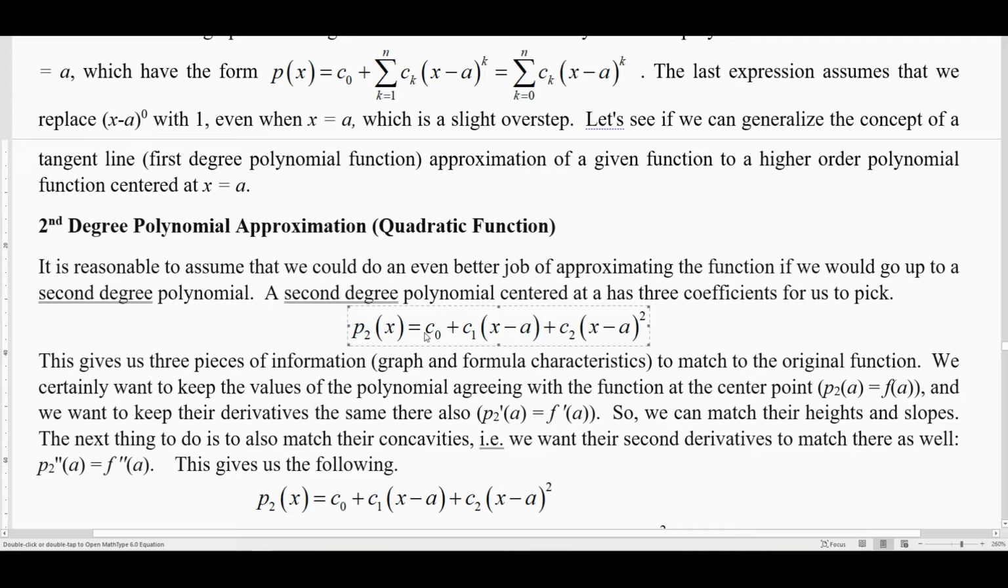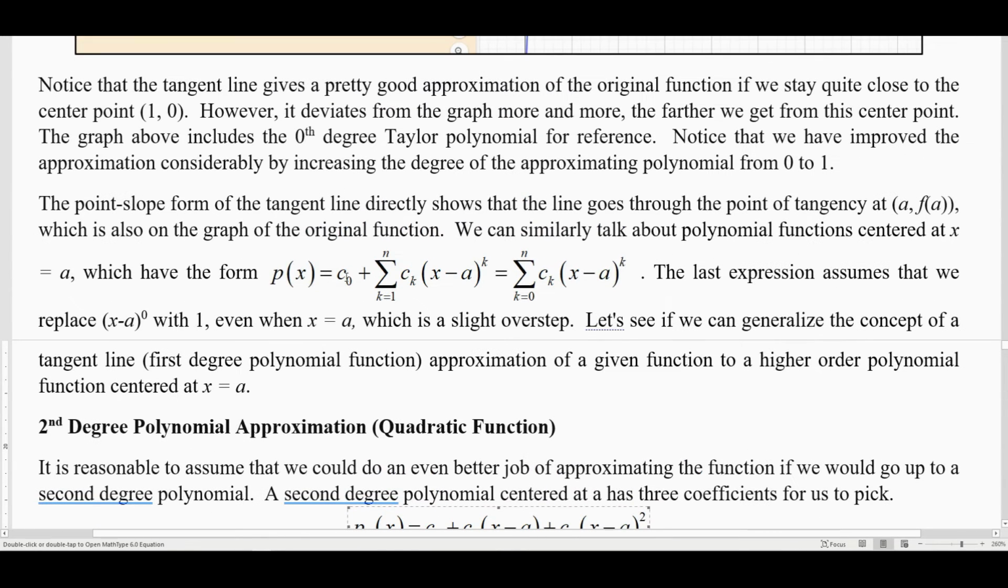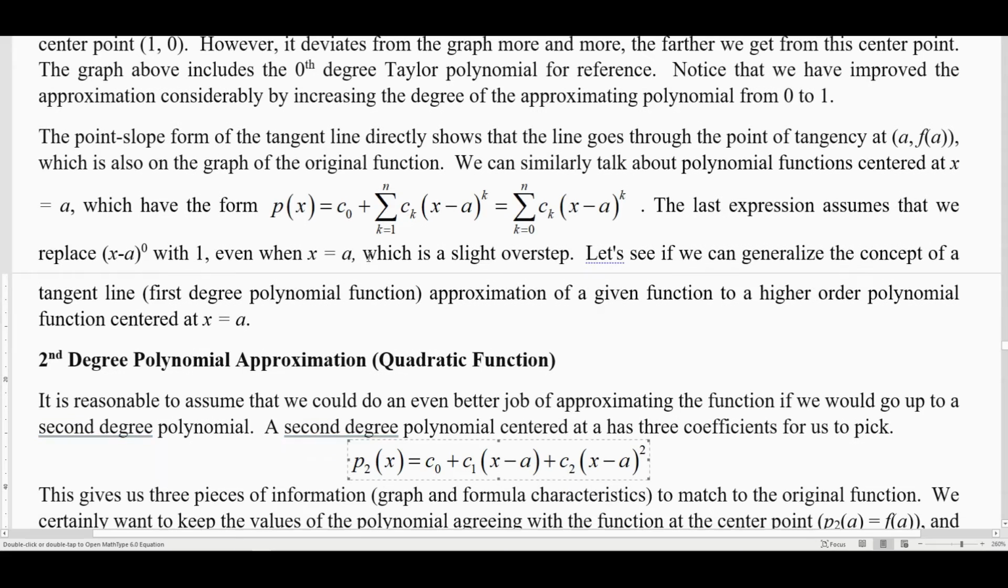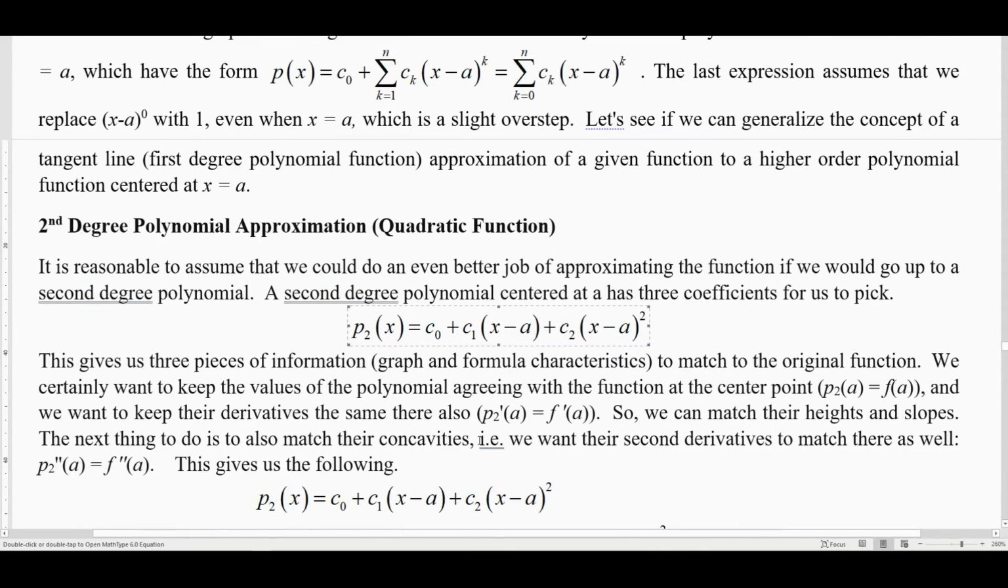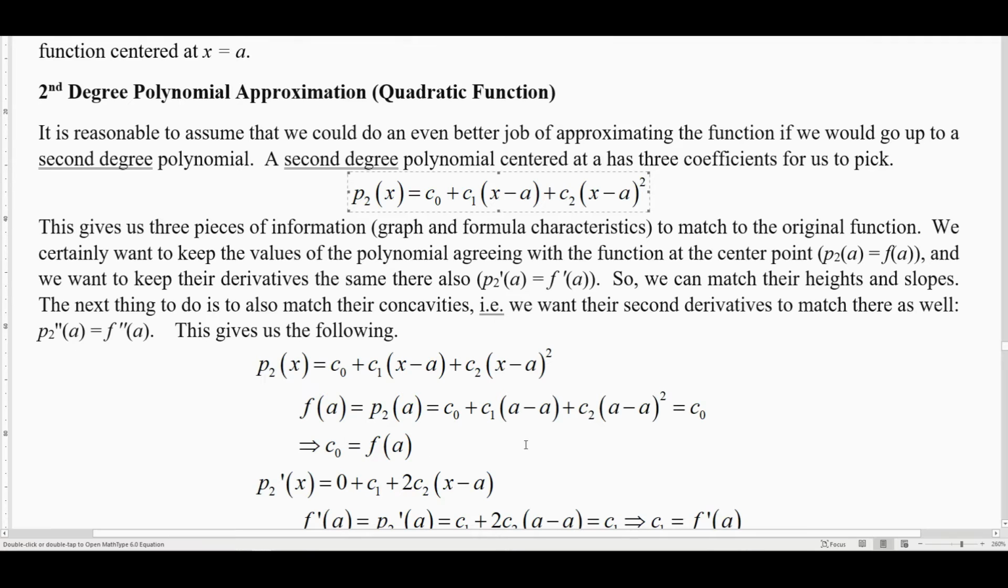So once again, this is just this c sub 0, whether it was the first one or the 0th one, the horizontal line, or whether it was the first degree polynomial or now the second degree polynomial, that c sub 0 is just f of a. Now we also would like the derivative to be there. So let's look at what we got. So here f of a is P sub 2 of a, which these are zeros, so this is just c sub 0. So c sub 0 is f of a. That's what I just said.